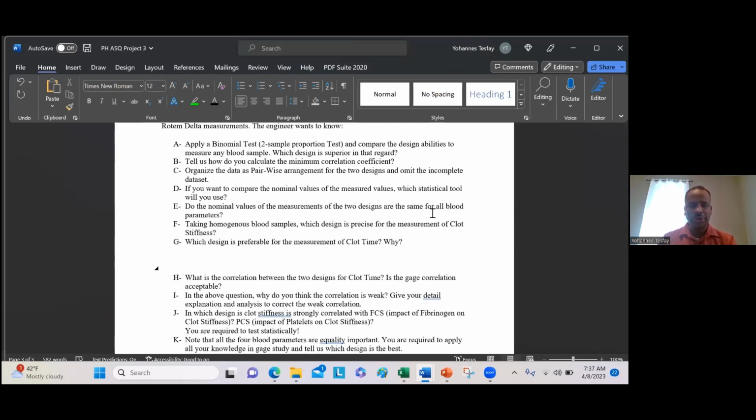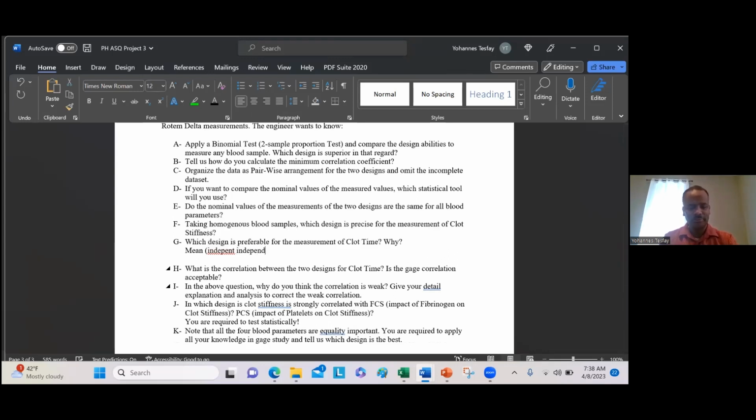Now, which of the designs is good for clock time? What do we do first? We compare the means. What do you compare it with? Independent test. Using independent t-test, then you're going to compare that.